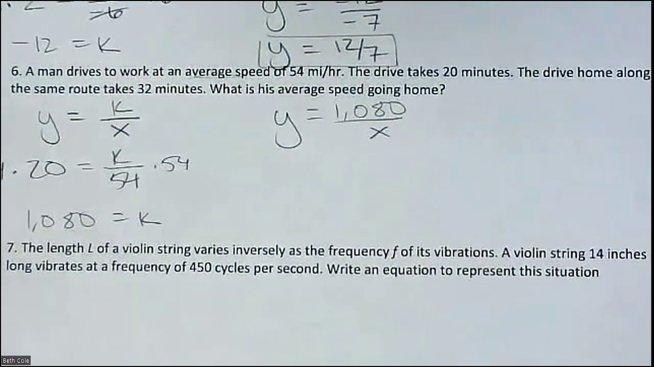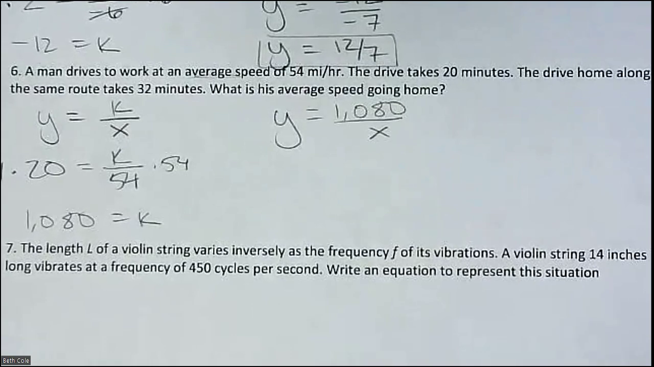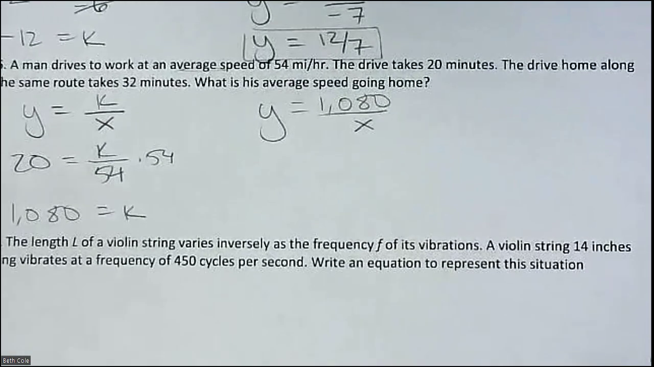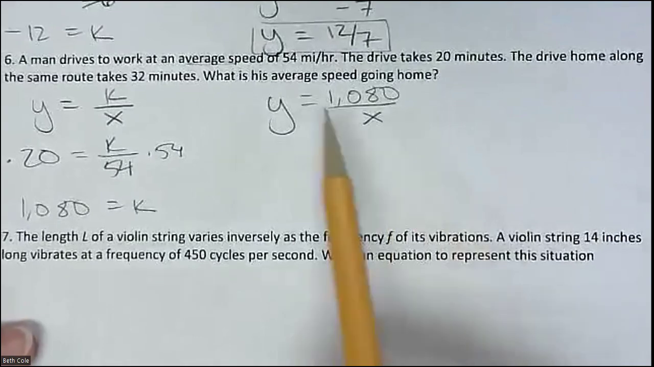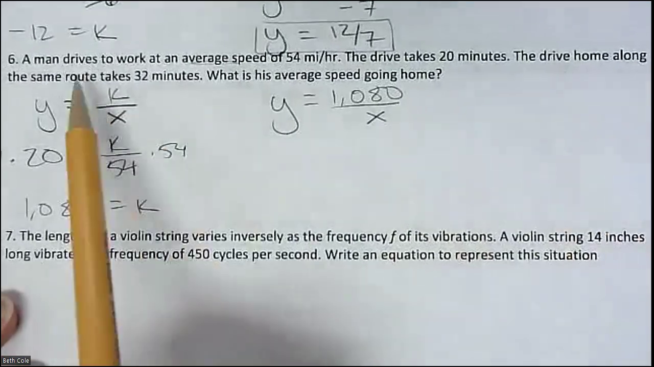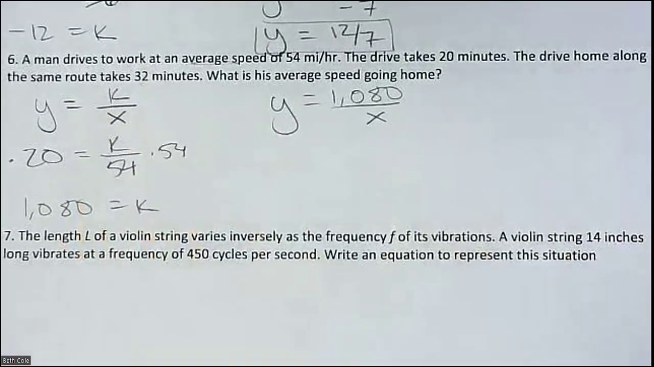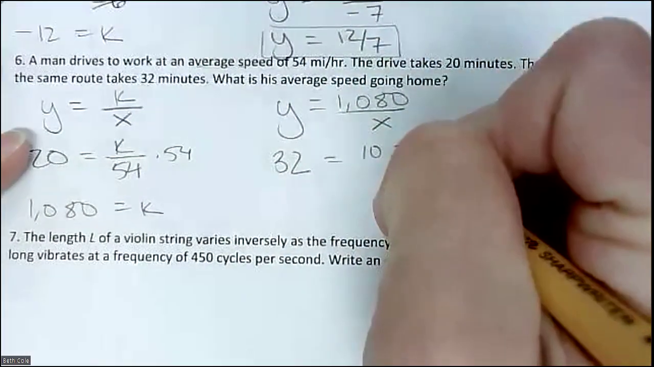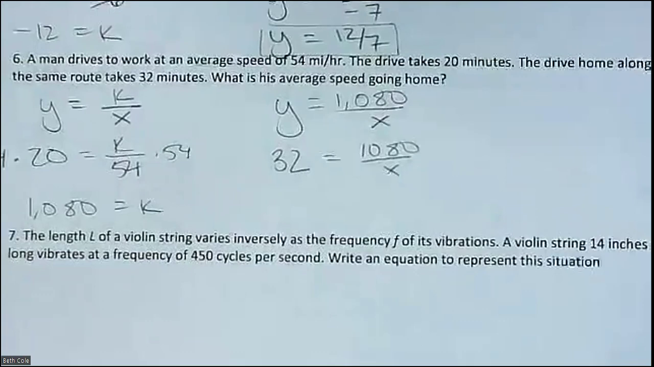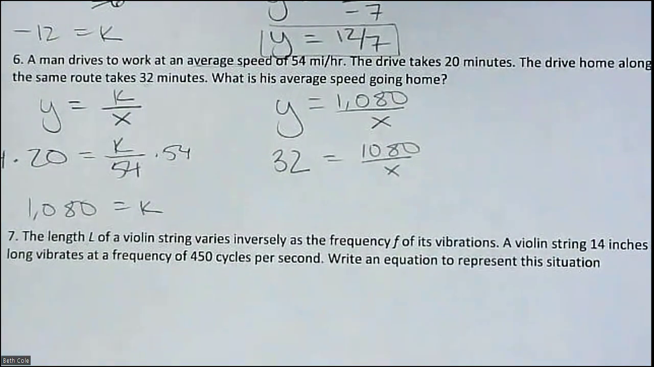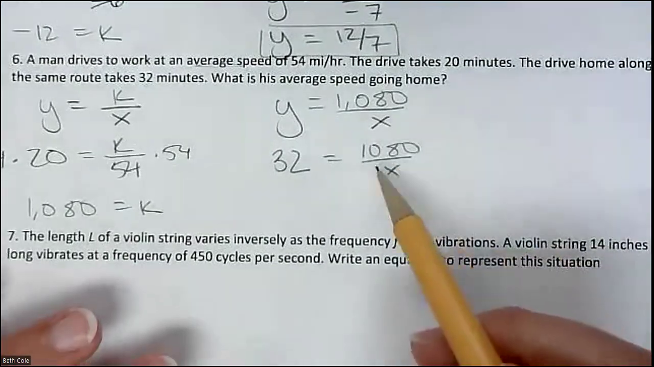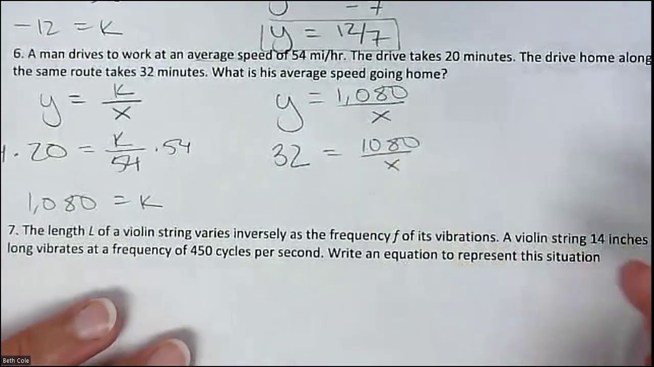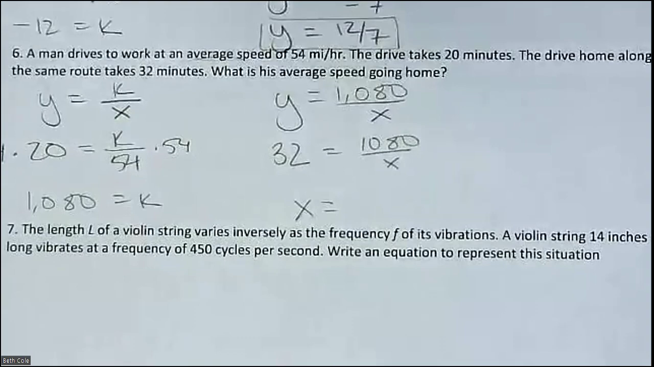And then you want to go to the place where it says find, or what is the question? This one I don't think says find, but yeah, what is the average speed going home? So the drive home took 32 minutes. So we plug in 32 for x. And again, you honestly could have plugged it in the other way around. It doesn't make a difference. What I'm going to end up typing in the calculator is 1,080 divided by 32.